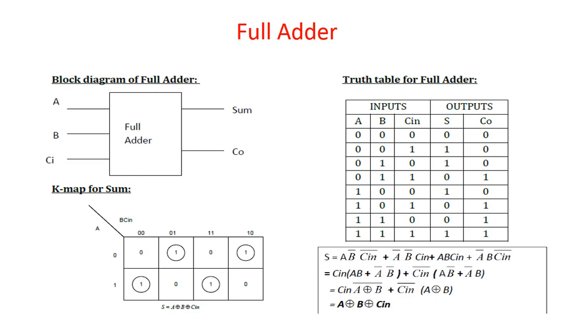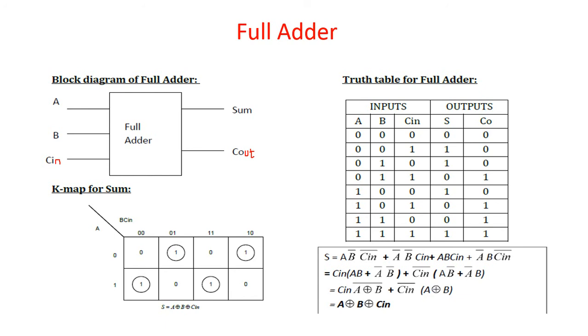The next one is the full adder circuit. The block diagram of the full adder: there are 3 inputs A, B, C in, and the outputs are sum and carry out. This is C out. So these are the inputs, and sum and C out will be the outputs of the full adder circuit.